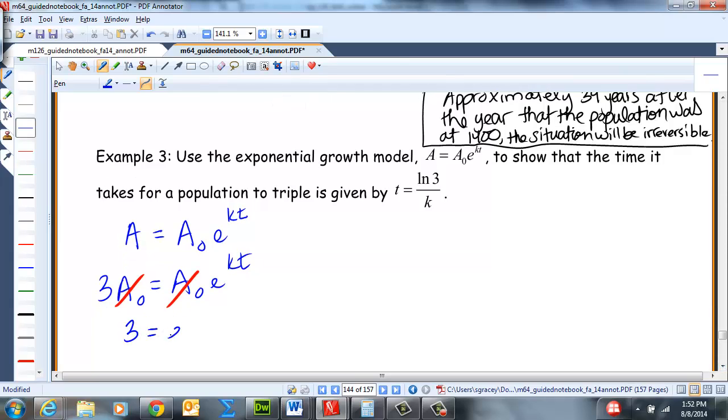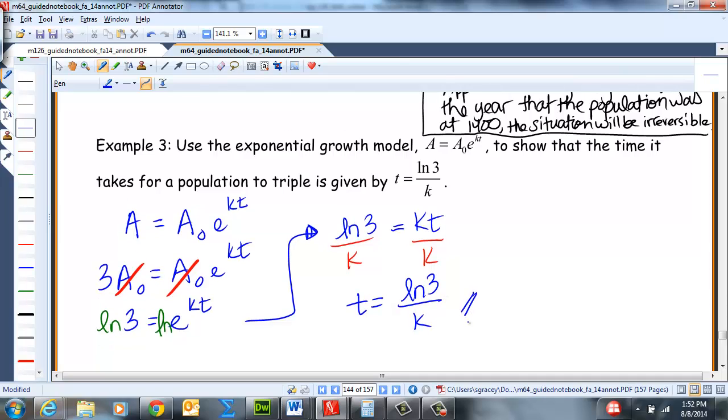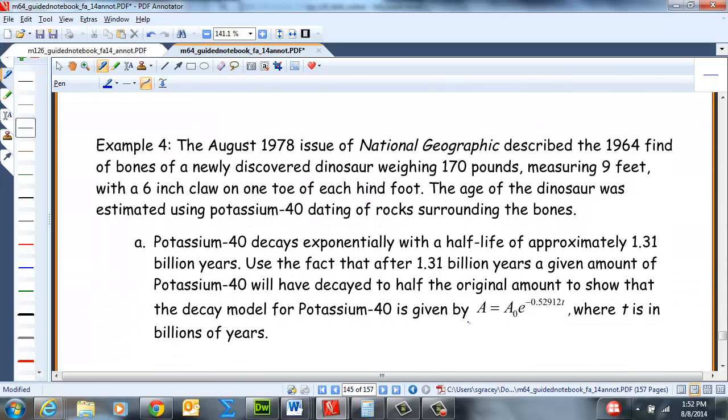3 is equal to e to the kt. And then, like we normally do, we natural log both sides. So we would get natural log of 3 is equal to kt. And then dividing both sides by k, we get that t is equal to natural log of 3 over k. So we just showed it. Awesome. All right, so example 4.